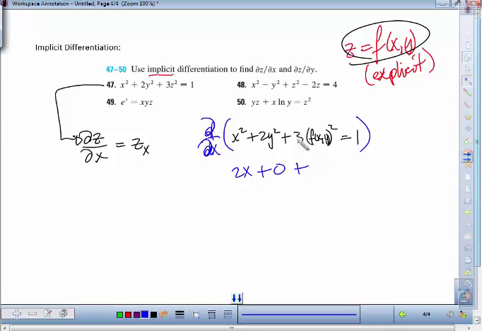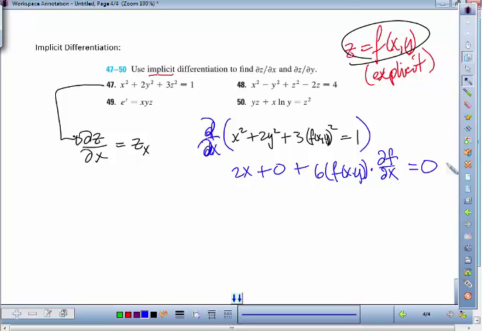Get it? And then now f is a function in itself, and so I have 3 times some function in itself quantity squared, so I'll have to use a chain rule. So 3 times 2 is 6, and I'll have f of xy to the first power, subtract 1, times the derivative of f of xy. With respect to x, that's just df dx. The derivative of 1 is 0.